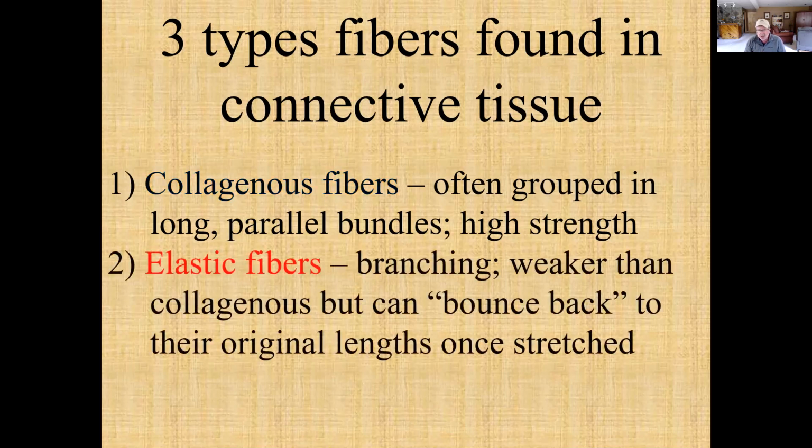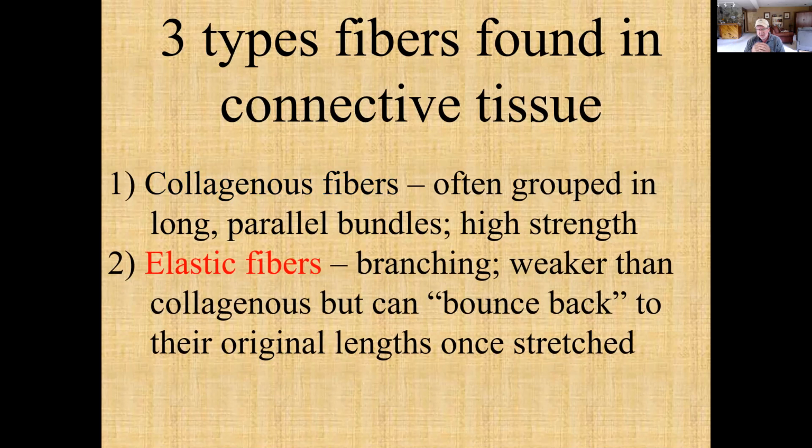A second type of fiber found in connective tissues is elastic. And as the name implies, this particular type of fiber can bend, sort of like a rubber band. Think of a rubber band. You stretch it, pull it, you let go, it goes back to its original shape. These are not arranged in bundles like the collagenous fibers are. They're generally more randomly interwoven within the matrix.